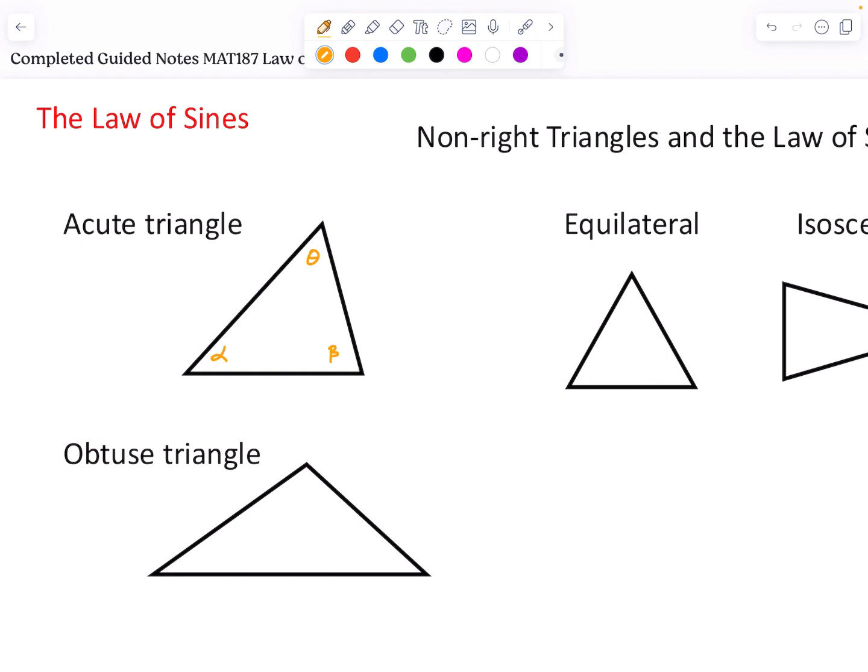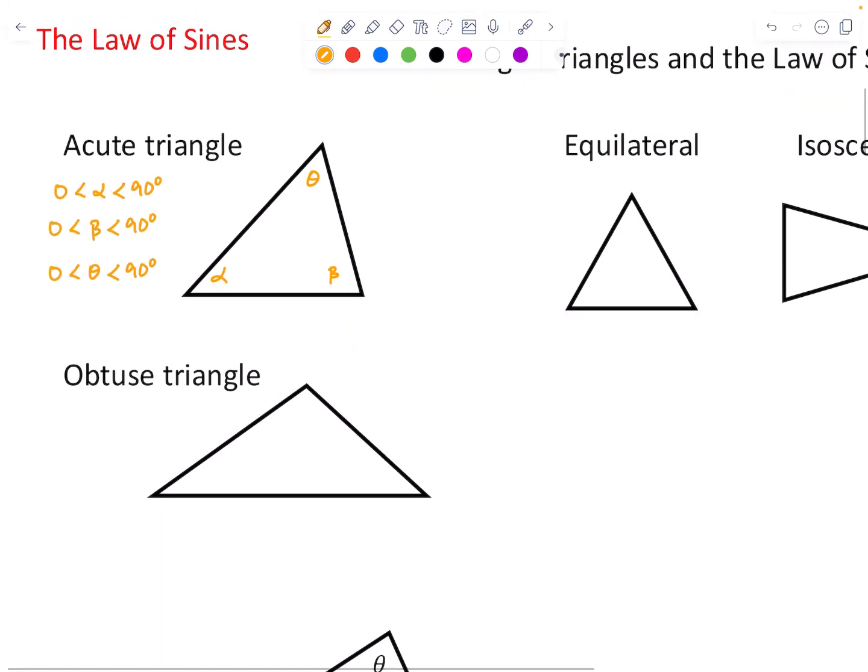all between 0 and 90 degrees. An obtuse triangle is a triangle where one and only one of the interior angles is obtuse, which in this drawing would be the theta, meaning that it's an angle that's more than 90 degrees, but still less than 180. The other two angles will have to be acute.